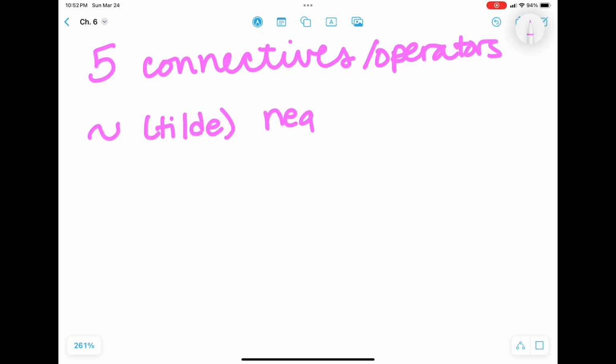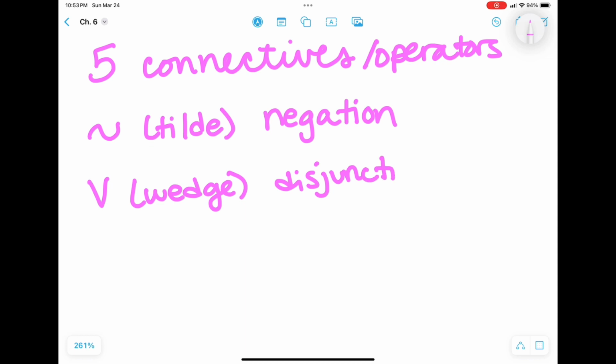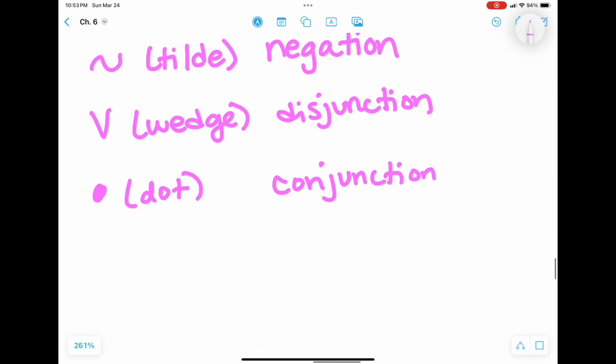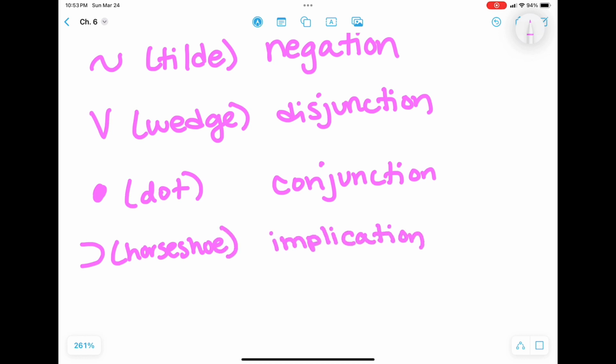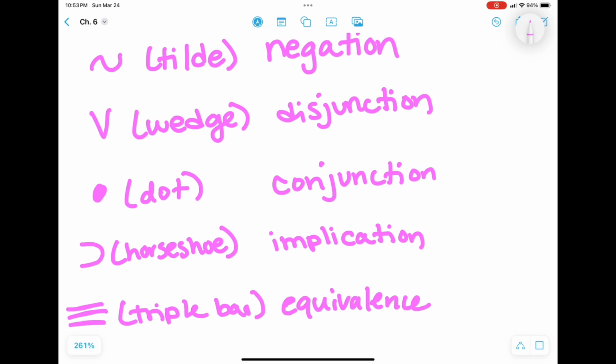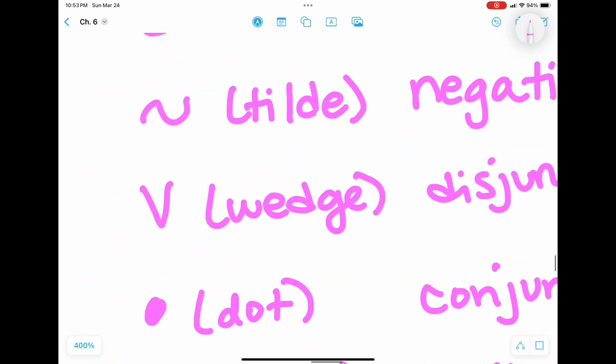We have the tilde for negation. We have the V or the wedge for disjunction, translated as or. We have the dot for conjunction or an and. We have the horseshoe for implication, also known as a conditional. And we have the triple bar for equivalence relation, also known as a biconditional.